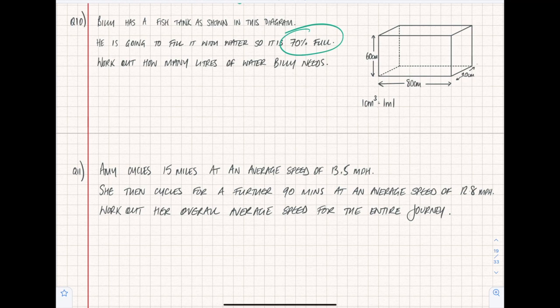Now, because we're filling something up here, we're talking about volume. Okay, so I'm just going to kind of be aware of what it is we're talking about. Volume is the space inside the shape. Okay, work out how many litres of water Billy needs. So this information here is really important. 1 centimetre cubed is actually equal to 1 millilitre. And it's talking about litres. Now, litres is 1,000 millilitres. So you need to make sure you know that as well. So we've got a bit of conversion going on.